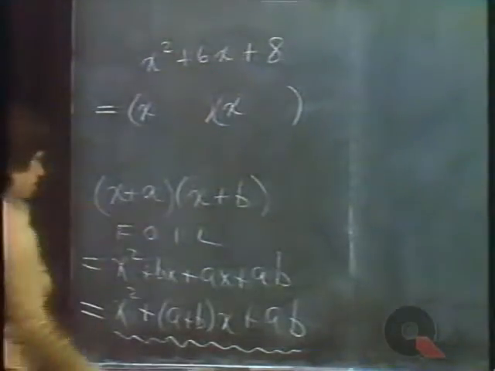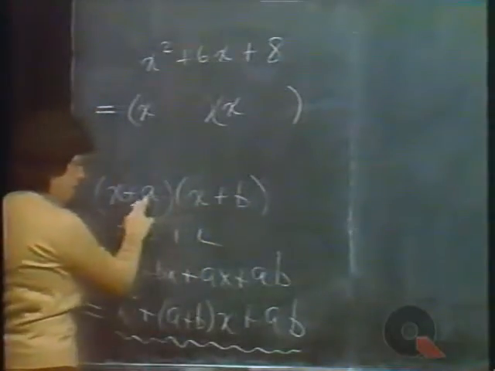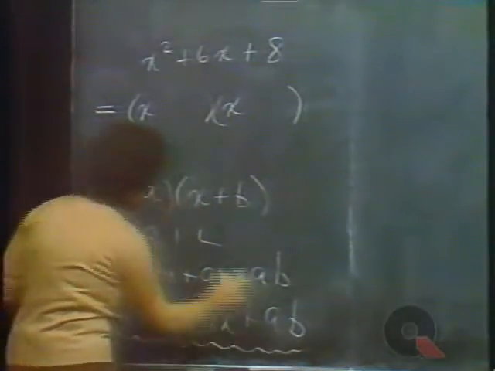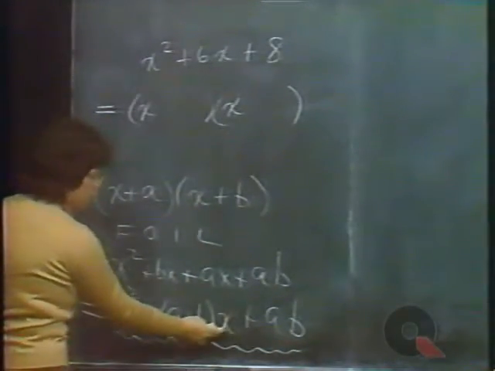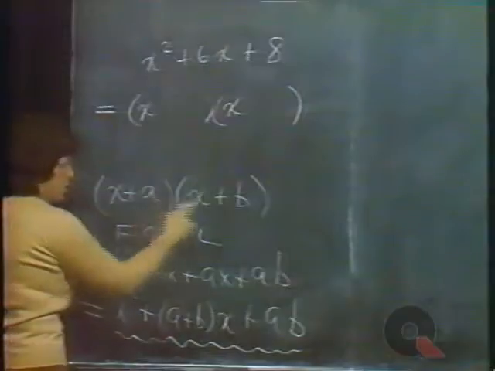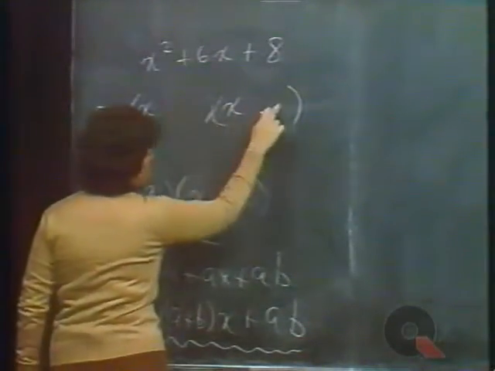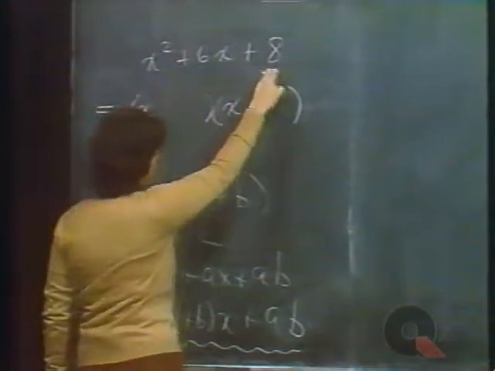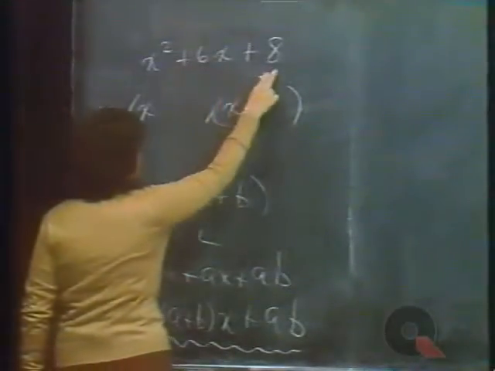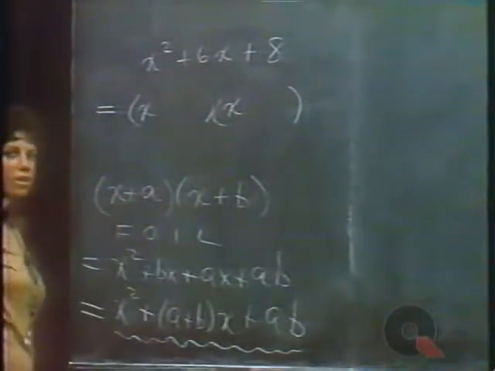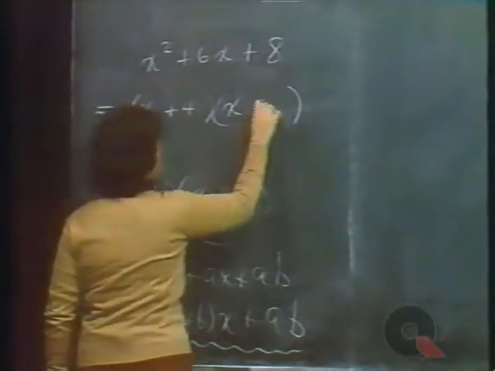Now look over here. We had x plus a times x plus b. The last term was the product of these two numbers, a, b. The coefficient of x was the sum. So what we're looking for are two numbers, say a and b, to put in here, which multiply to 8 and add to 6. Multiply to plus 8 and add to plus 6. And the answer in this case would be plus 4 and plus 2.